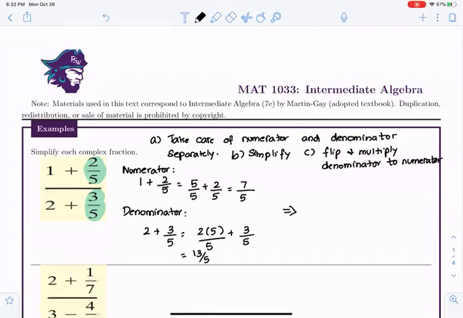So what is the final answer? Now that we have found the numerator and the denominator, nothing much to simplify further. So we simply have 7 over 5 times, flip and multiply the denominator to the numerator, so 5 over 13. The 5s would get cancelled. The answer is 7 over 13.